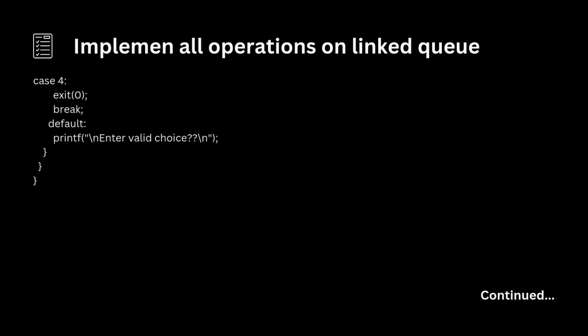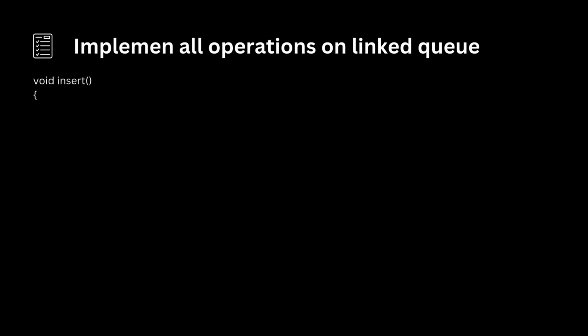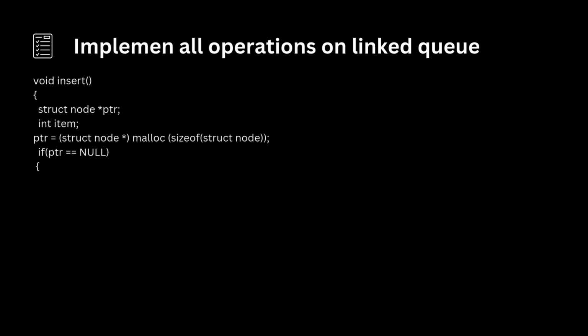This is the function definition for inserting an element in the queue. This declares a pointer to a structure of type node. This declares a variable item to hold the value of the new node. This line allocates memory for the new node using the function malloc. This line checks if memory allocation was successful. If ptr is null, it means memory allocation failed, and the function displays overflow and returns.